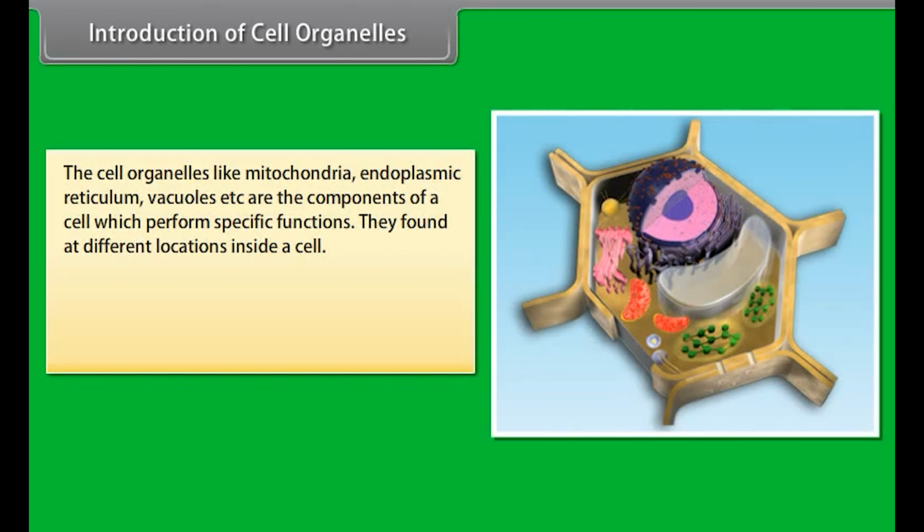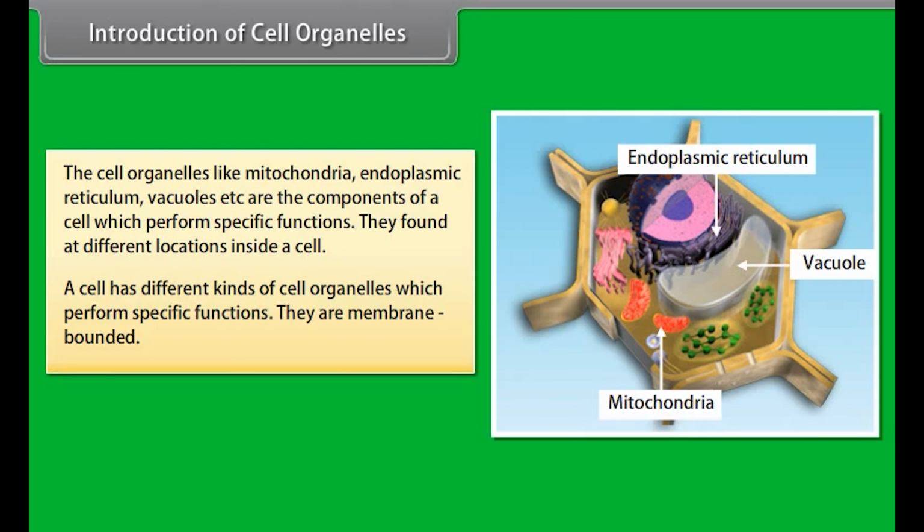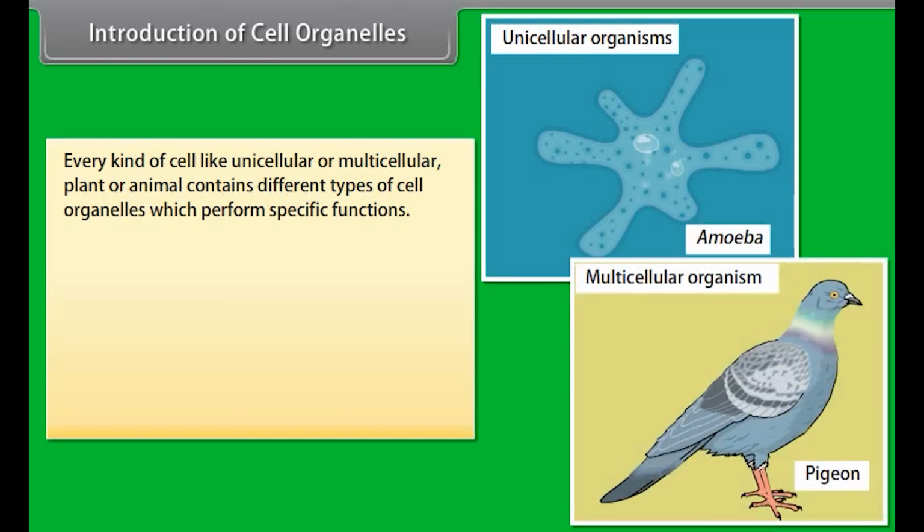Introduction of cell organelles. The cell organelles like mitochondria, endoplasmic reticulum, vacuoles, etc. are the components of a cell which perform specific functions. They are found at different locations inside a cell. A cell has different kinds of cell organelles which perform specific functions. They are membrane-bounded. Every kind of cell, like unicellular or multicellular, plants or animals, contains different types of cell organelles which perform specific functions.